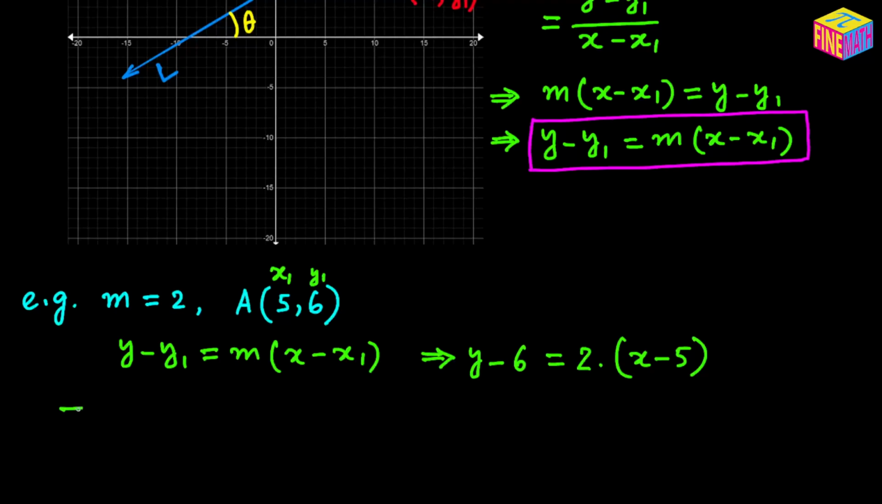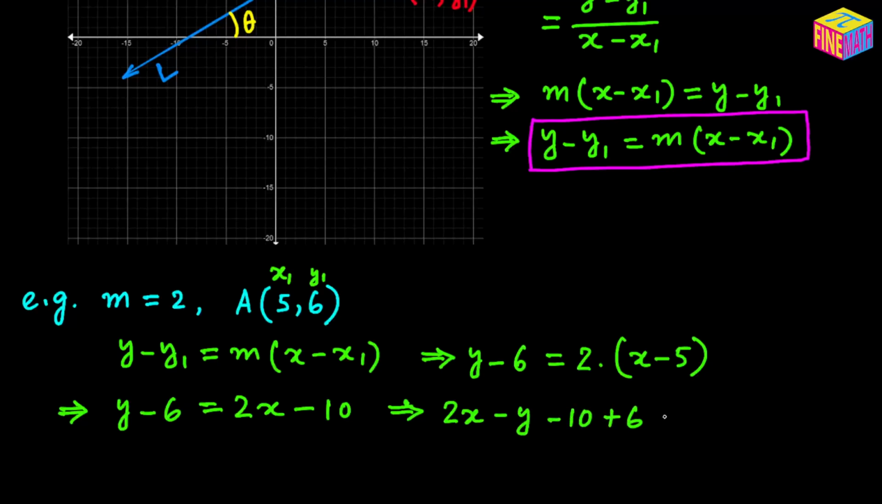Now let's just simplify a little bit. From here it's pretty easy. So you can say y minus 6 would be equal to 2 times x minus 10, and from here can we write it like this? Let's bring everything to one side, so that would be 2x minus y and then minus 10 plus 6, all of that equal to 0. And from here we can say okay, then 2x minus y minus 4 is equal to 0, and that is the equation of this straight line.